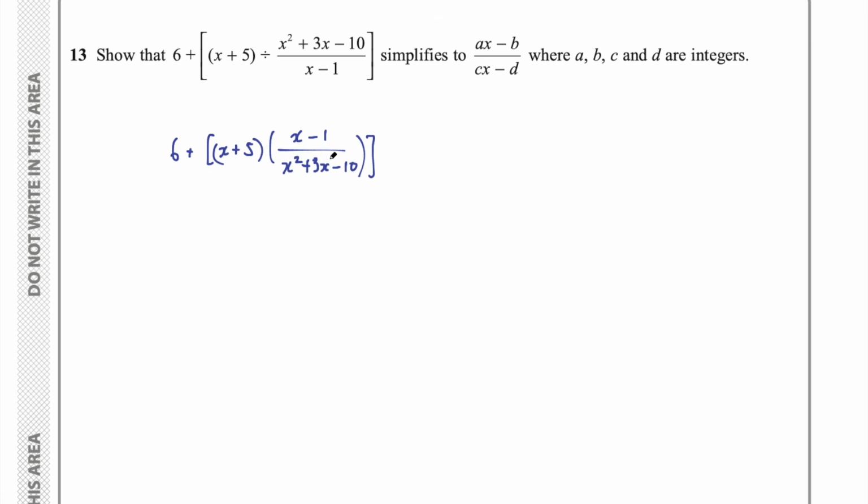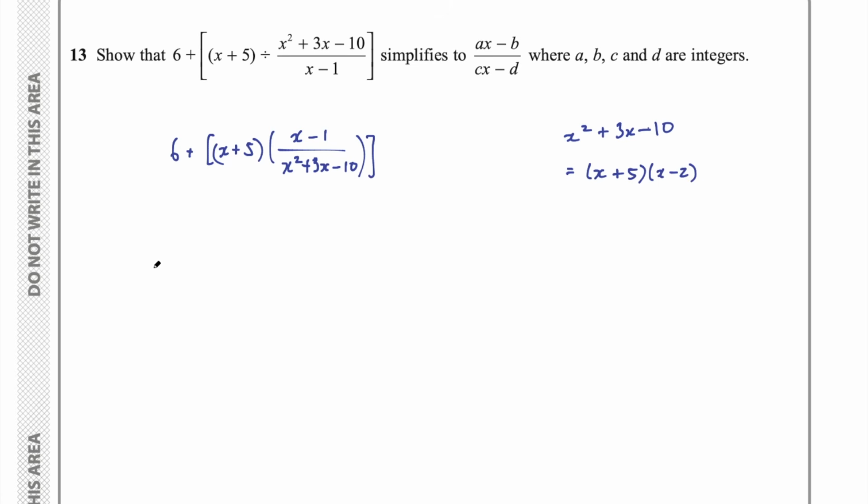Next I want to try to factorize this quadratic here. So this x squared plus 3x take 10, sorry. So can I factorize this? Are there factors of 10 that make 3? Two factors of 10 are 5 and 2, and they will make 3. So this can factorize to x plus 5 multiplied by x take 2. If we expand that out, we get x squared plus 3x take 10.